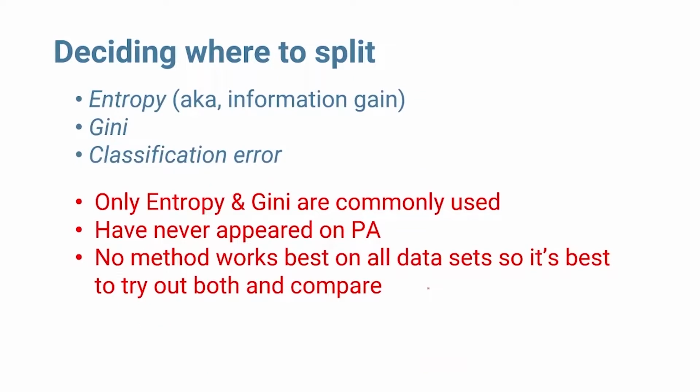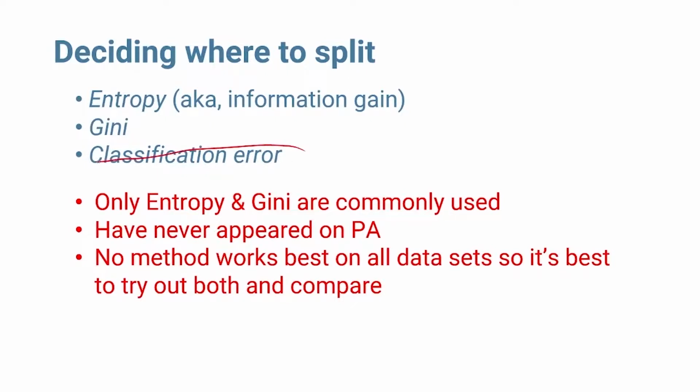There are 3 different ways that you could decide how to split, but only 2 of them are ever going to be used. So these infrequently appear on PA. You will need to know at least the definitions, and you'll need to know that neither of these methods work on all data sets, and so it's best to try out both and then compare. So it's possible that on PA you could get a question where they ask you to compute a very simple value such as this, or they ask you for a statistical definition where you'd have to type out a response.